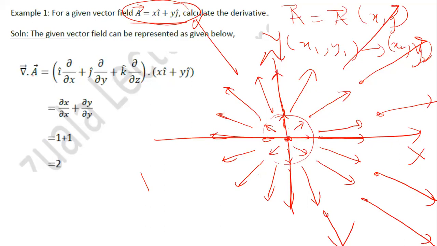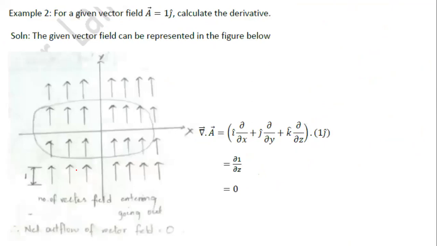Now, when you take a dot product with del, the divergence of A, you will find that here i dot i is 1. That means del x upon del x is 1, and del y upon del y is 1. So 1 plus 1 is 2. So you have a divergence of the vector field A as a certain finite value. Okay. Now let us look at another vector.